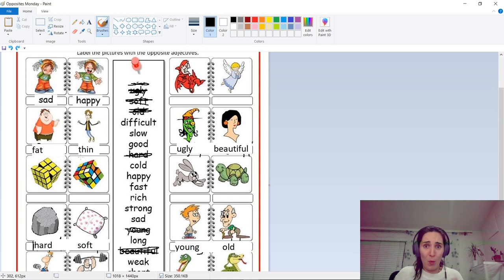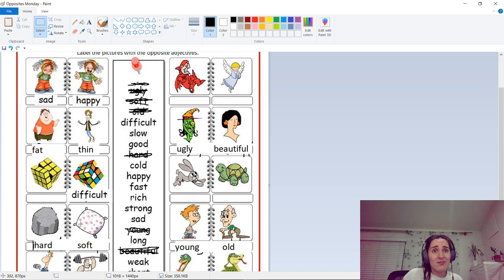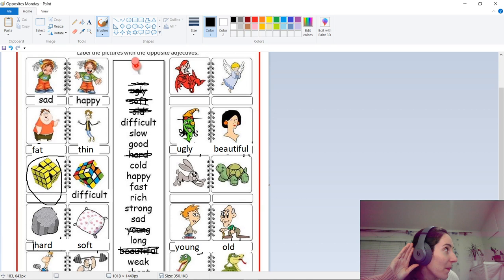Let's see if difficult is one of our words. Difficult, difficult. Aha! I see it. So, let's take difficult. Put it here. Whew. I can't do it. It's a really, really difficult puzzle. I don't know. But this one only has one color. It is not difficult. So it is easy. Easy peasy, of course.